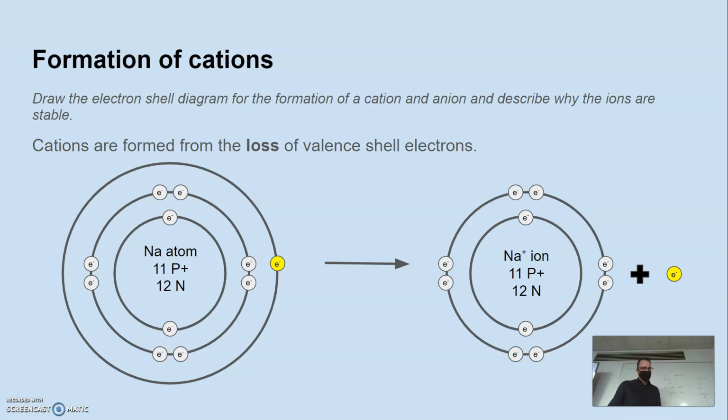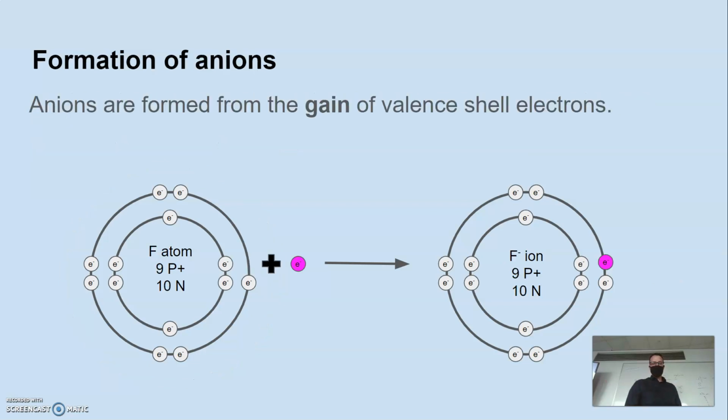We don't really look at atomic radius, but I guess for a little bit of extension, we can consider that as we lose electrons, the atom becomes smaller. If we gain electrons, what do you expect will happen to the size of the ion? It will increase in size. There we go.